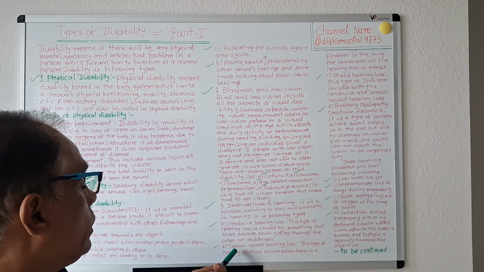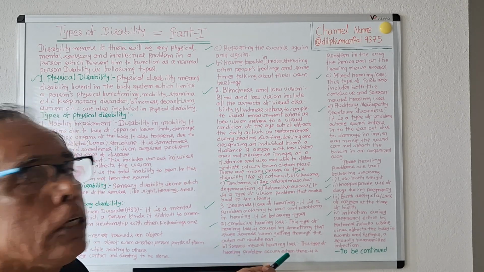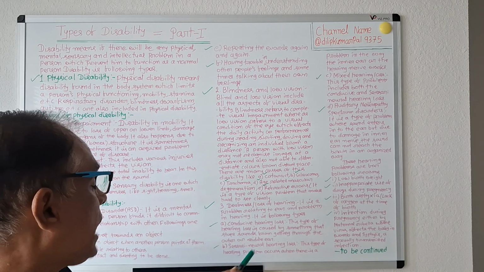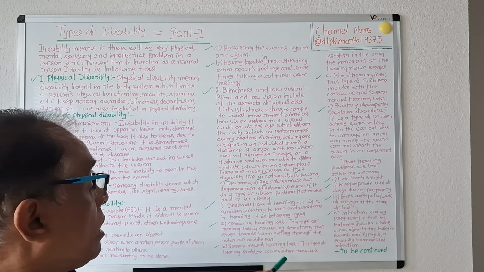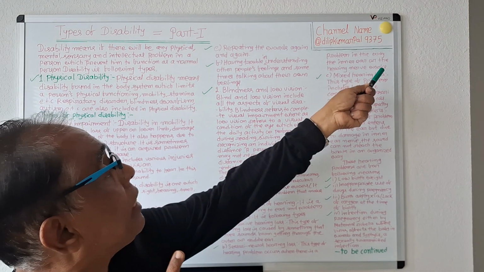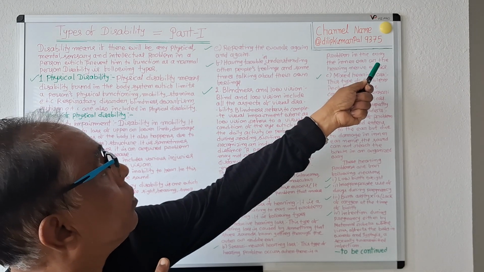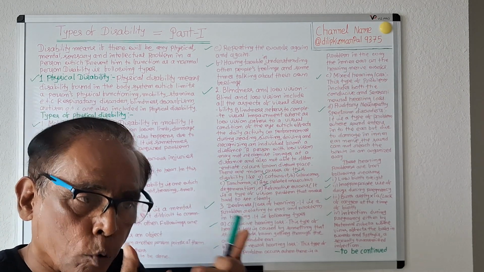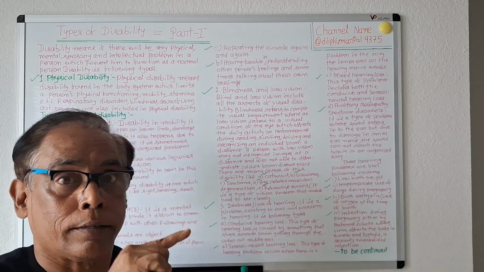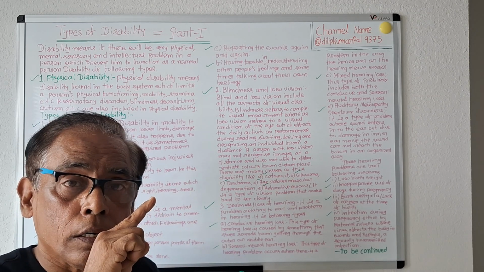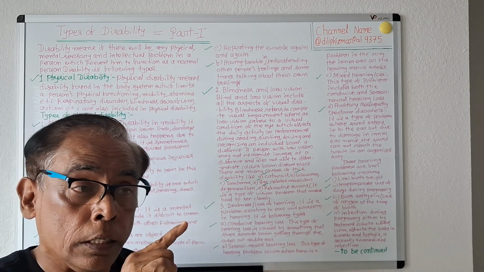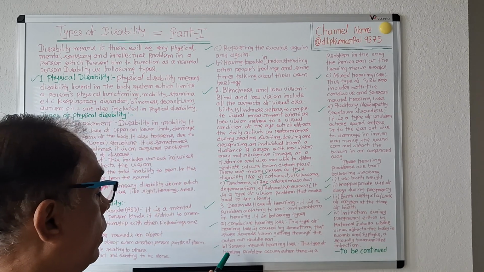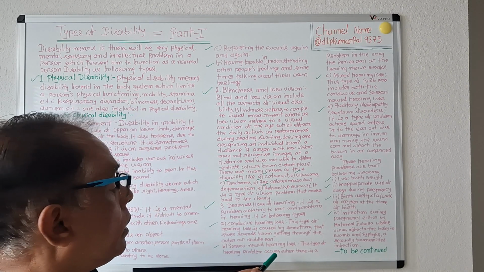Number two, sensorineural hearing loss. What is sensorineural hearing loss? This type of hearing problem occurs when there is a problem in the way the inner ear or the hearing nerve works. Whenever there is any problem in the inner ear or the hearing nerve of the inner ear, it is known as sensorineural hearing loss.